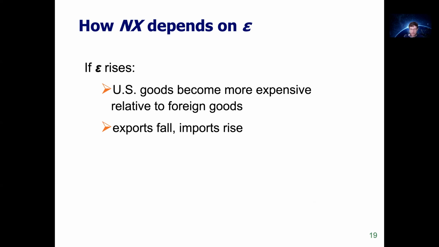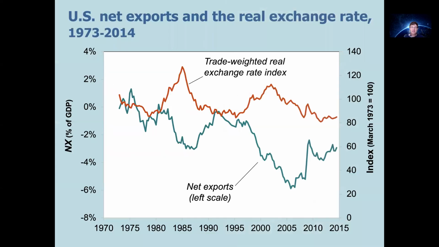And so if foreign goods look cheap to Americans or folks in the US, then imports will rise. So obviously, if exports fall and imports rise, net exports fall. And let's take a look at this in the real world. On the right-hand side, we've got a measure of the real exchange rate. On the left-hand side, we have net exports. And indeed, you can see these go opposite.